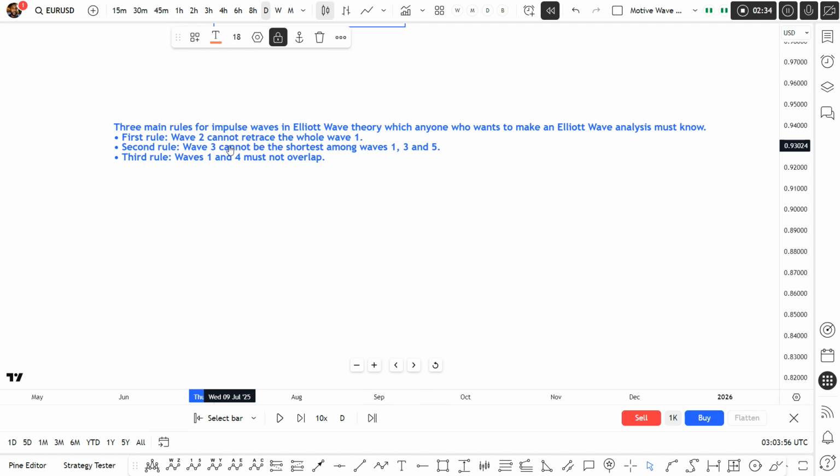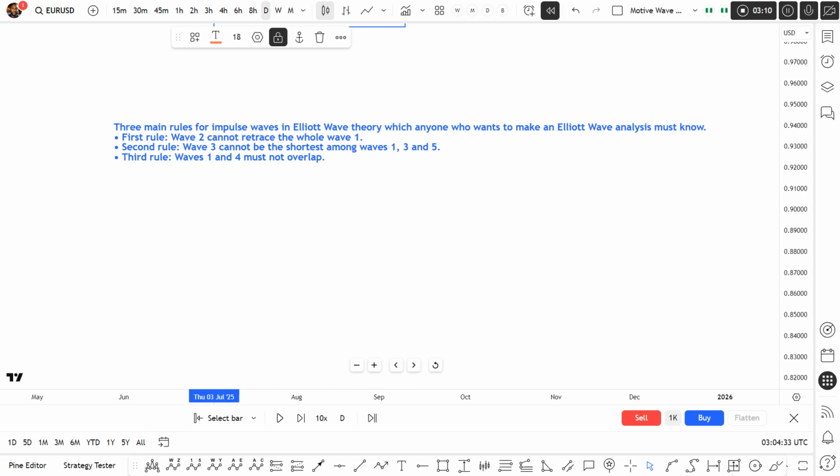Now, the second rule states that wave 3 cannot be the shortest among wave 1, 3, and 5. So what that simply means is that it's not telling us that wave 3 should be the longest, but what it implies is that wave 3 should never be the shortest among wave 1, wave 3, and wave 5. Now, the third rule states that wave 1 and wave 4 must not overlap. What that simply means is that wave 4 should never retrace to the end point of wave 1. If it did, our counting is also what?